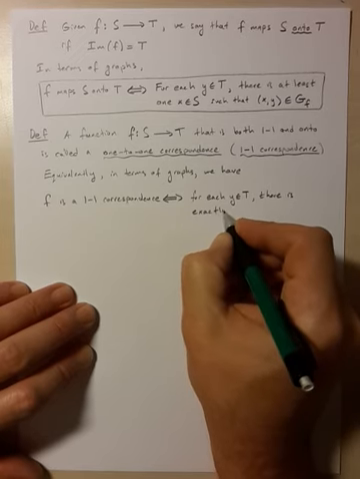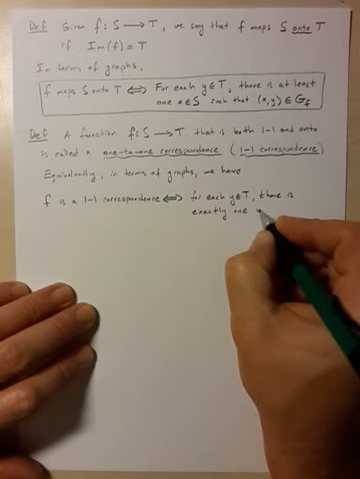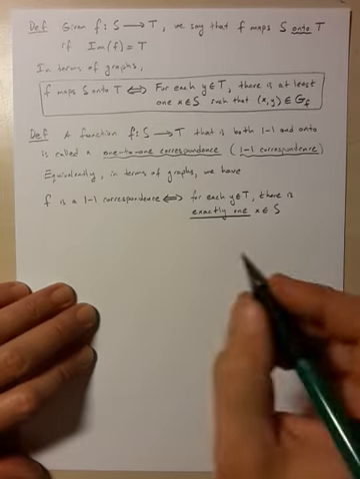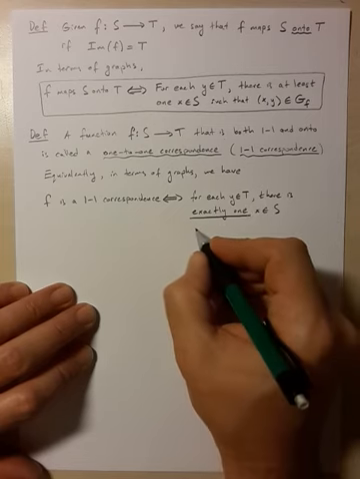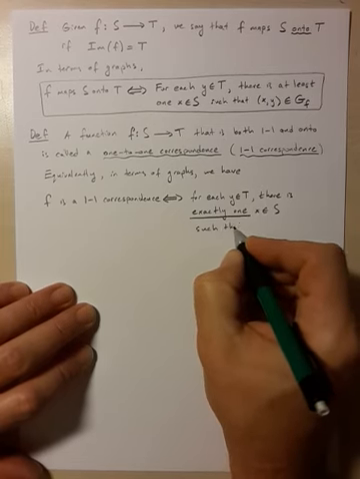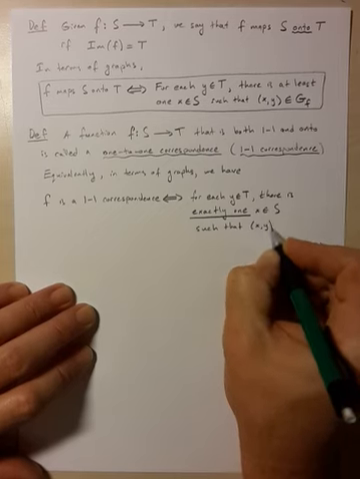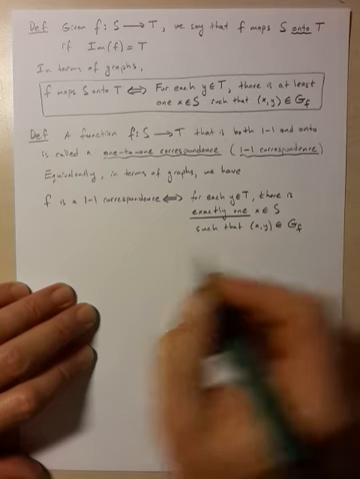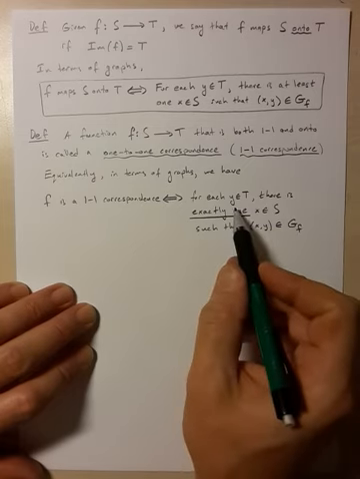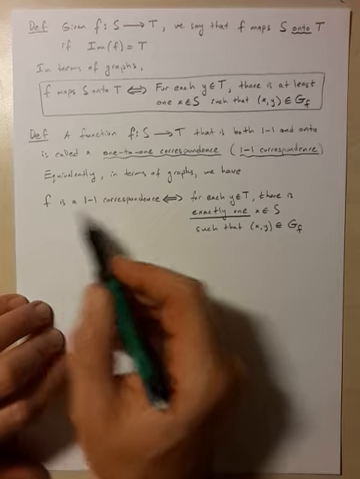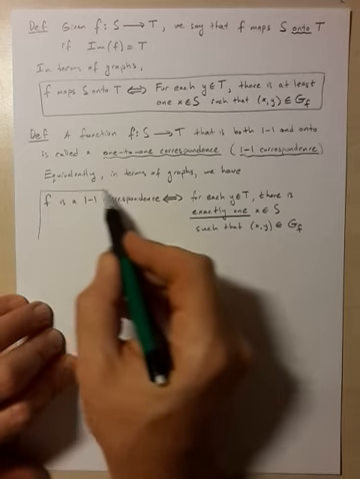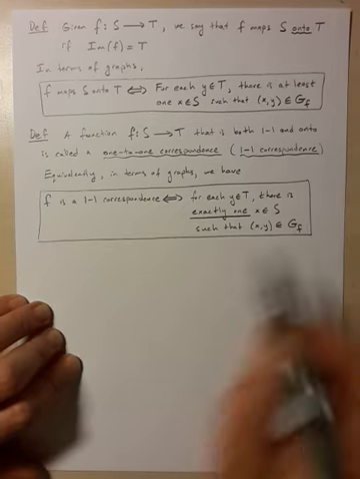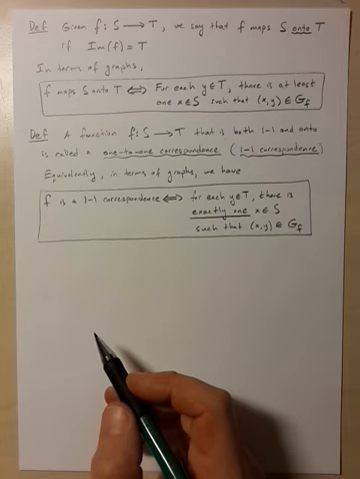So for each y in T, there is exactly one x in S such that the pair (x, y) is an element of the graph of the function, right? If this condition is satisfied, f is a one-to-one correspondence. This is how we can check one-to-one correspondence by analyzing the graph of the function.